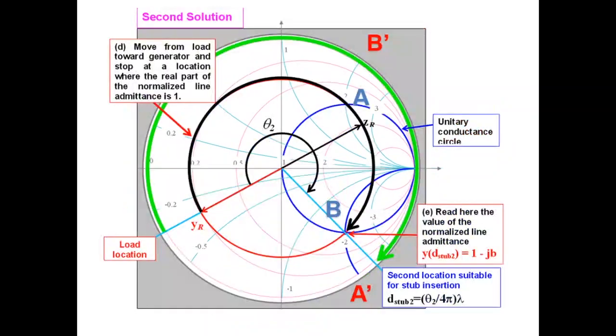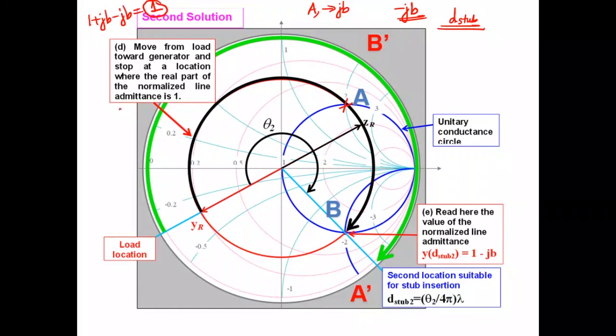Next we are trying to calculate the length of the stub. So the length of the stub is what we measured here as D stub. For D stub, if we are trying to place the stub at point A, the corresponding admittance at point A is JB. To cancel that, the length of the stub should be adjusted such that its admittance is minus JB. Then when added up, 1 plus JB minus JB will be 1. This is the required impedance we need.